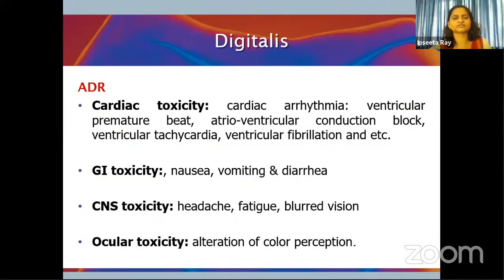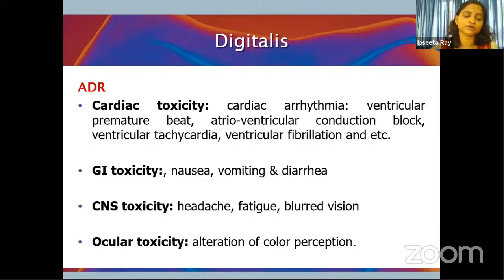What are the adverse effects of cardiac glycosides? They have prominent cardiovascular effects. Therefore, cardiac toxicity ranging from ventricular premature beats, AV conduction blocks, ventricular tachycardia, and fibrillation are all seen with cardiac glycosides. GI toxicity, nausea, vomiting, diarrhea, are also very significant with cardiac glycosides.